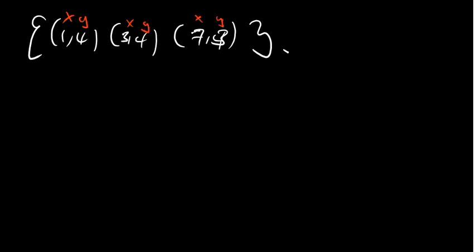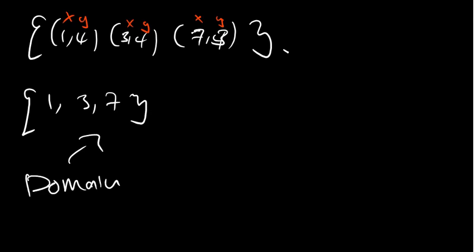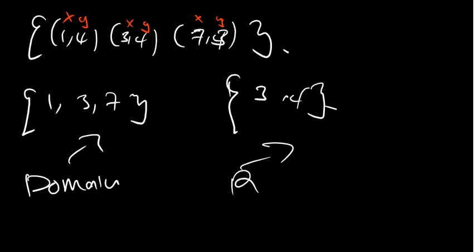Now they can ask you to list the domain. The domain in this case is going to be, so we start from ascending, 1, 3 and 7. So this is our domain. What of the range? The range of the values in this case, we start from 3, then we're going to have 4. We only have 2. So this is our range.